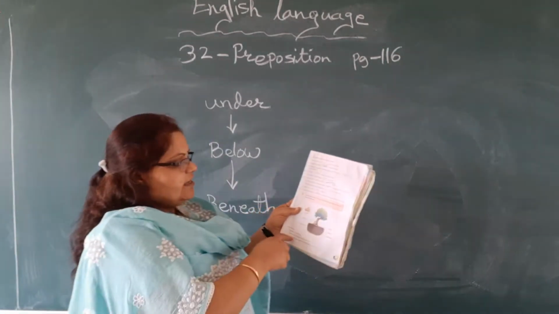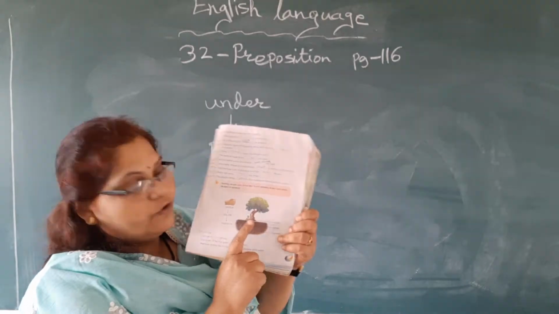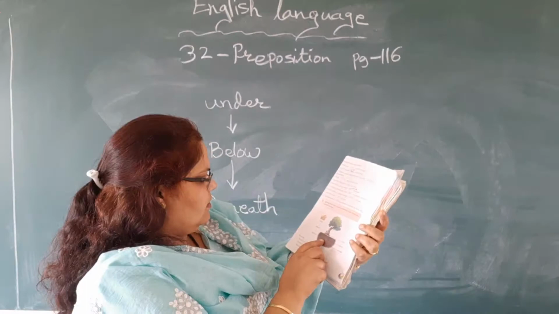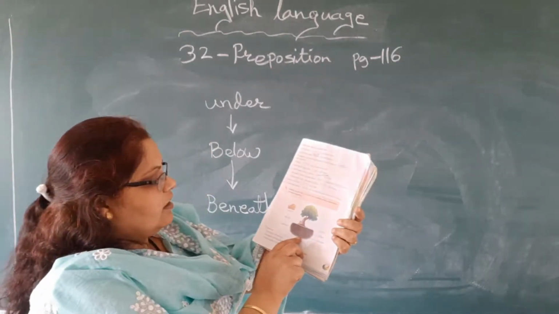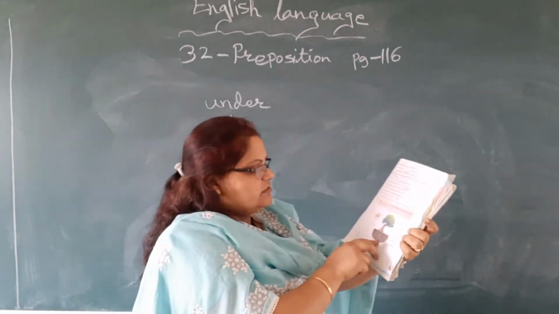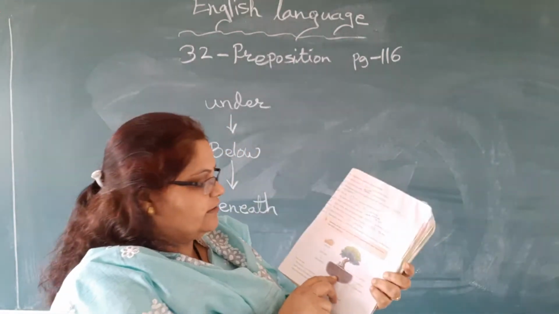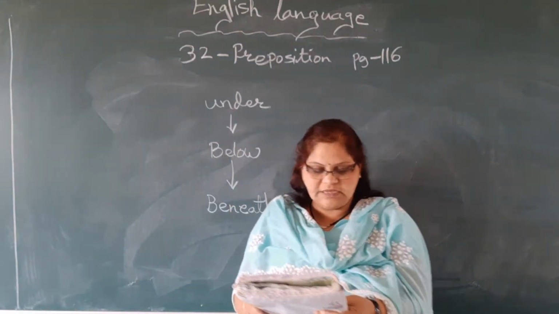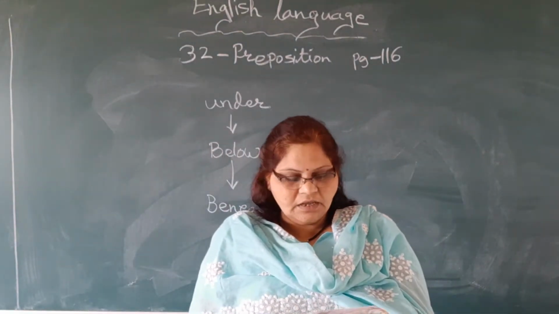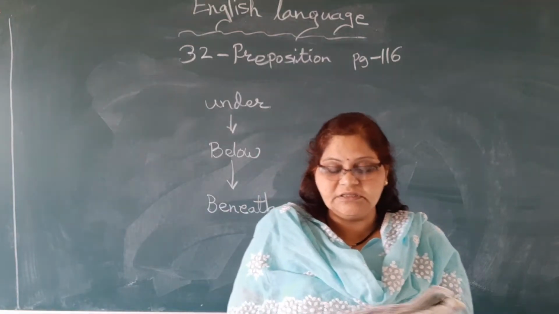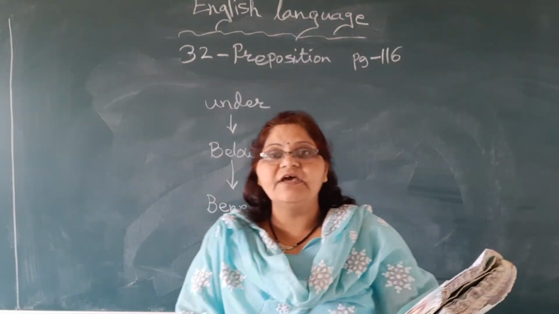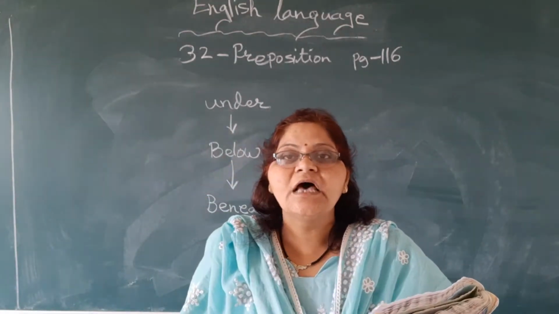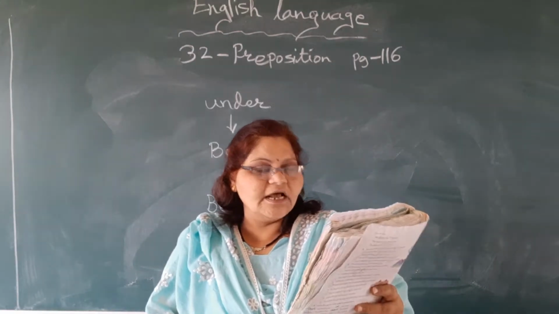So examples are given according to this picture. You can see a picture of a tree and a cat is sitting, and beneath this the roots of the tree are there. So how can the sentence be framed on this? Thus we say, a cat is under a tree. See, in the picture you can see where the cat is sitting. Yes, under a tree. So what is the preposition used here? That is under. A cat is under the tree.